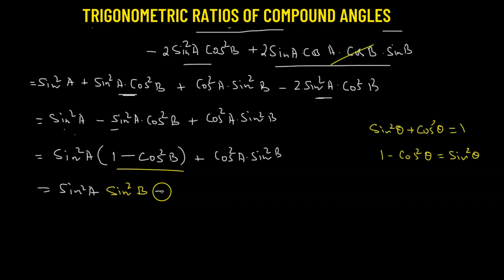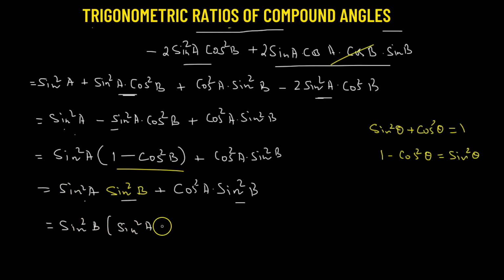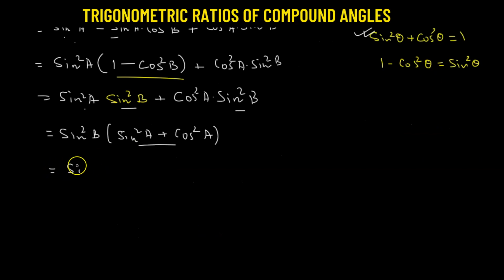Right. Then we have the second term, which is cosine squared a multiplied by sine squared b. Now we have two terms. In these two terms, sine squared b is the common factor. So let's take this as the common factor. So we have sine squared b. From the first term, we'll be left with sine squared a, and in the second term, we'll be left with positive cosine squared a. So this value is a standard identity, which equals 1. So theta is represented by angle a. So we're going to get sine squared b multiplied by 1. That means our final result is sine squared b.